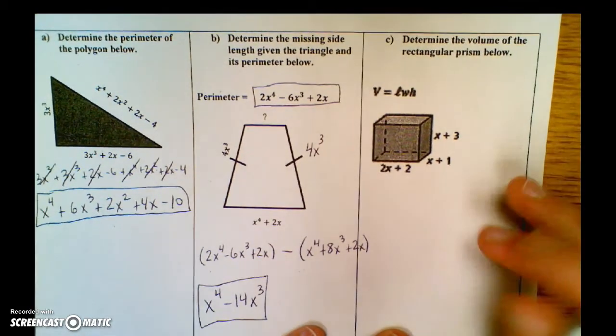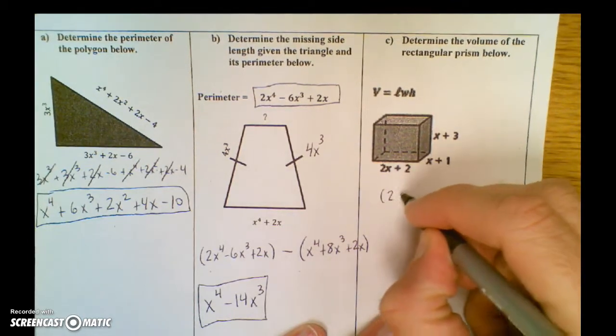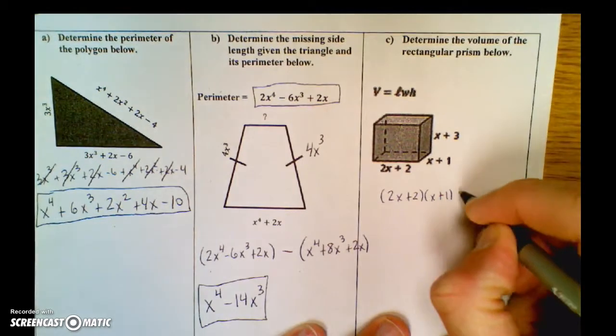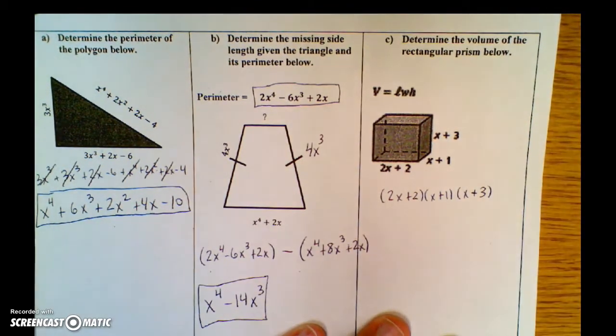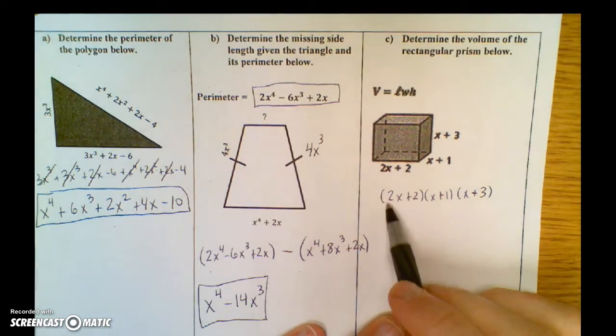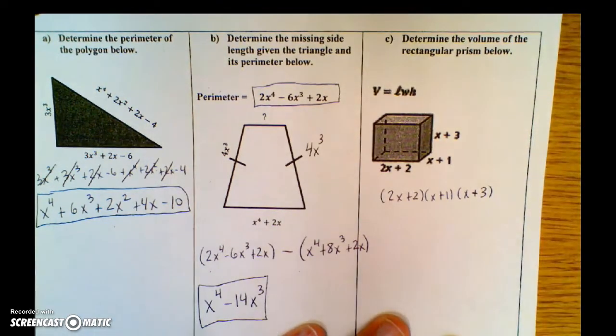Alright, the last one, determine the volume. Remember volume, it gives you the formula as length times width times height. So I'm just going to multiply the three values together. When you're multiplying binomials, you are going to have to multiply the first two binomials together and find your answer, and then multiply that by the third one.